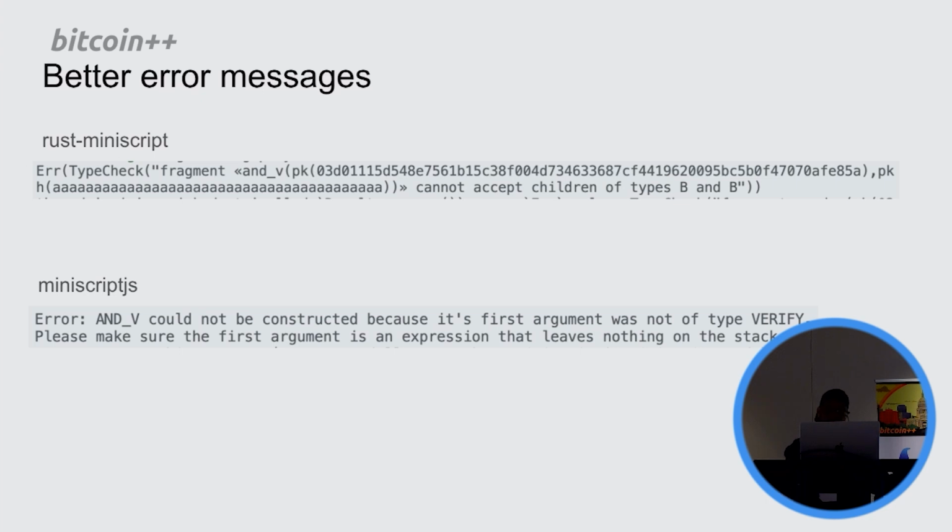So better error messages, this is kind of what I meant. In my own hobby implementation, the better error message is: "and-v could not be constructed because its first argument was not of type verify. Please make sure the first argument is an expression that leaves nothing on the stack." I think that's more descriptive than the first one. I'm still playing around with it, trying to figure out ways that I can make mine very developer friendly. Again, I'm a developer, a pleb, the minion, so this is the way I think and how I try and design things.